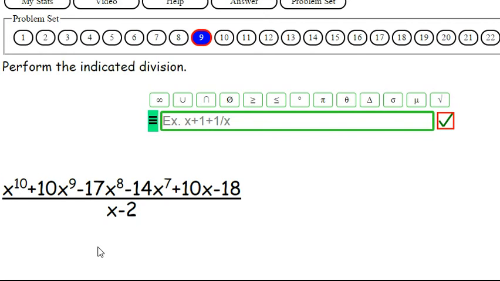Oh Lord, didn't we do one of these? X to the 10th plus 10x to the 9th minus 17x to the 8th minus 14x to the 7th plus 10x minus 18. Alright, so we have x to the 10th.